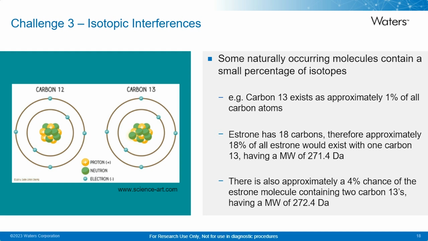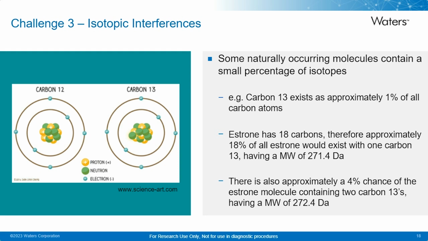So some naturally occurring molecules contain a small percentage of isotopes. And if we take carbon as an example, this has a mass of 12 Daltons, but approximately 1% of all naturally occurring carbon exists with one extra neutron, known as carbon-13. And this has a mass of 13 Daltons.